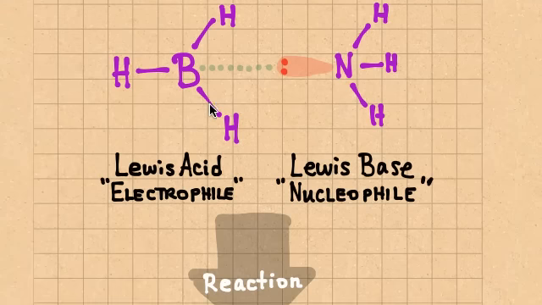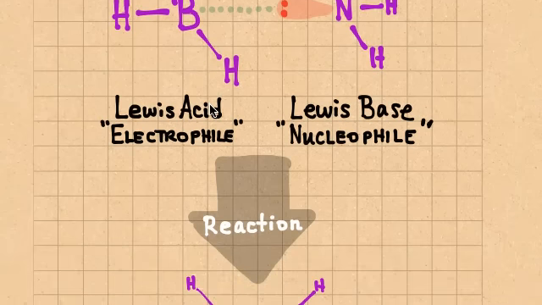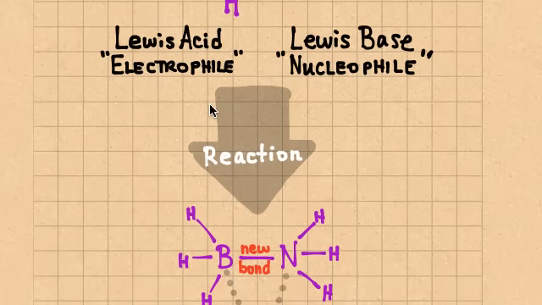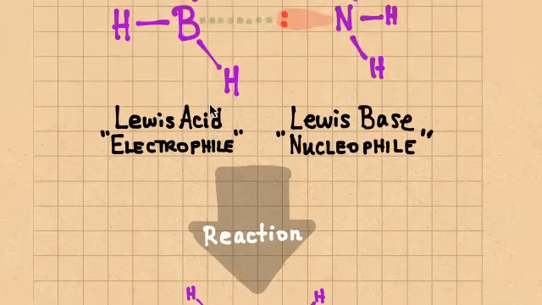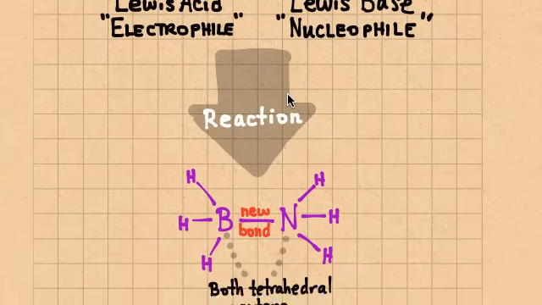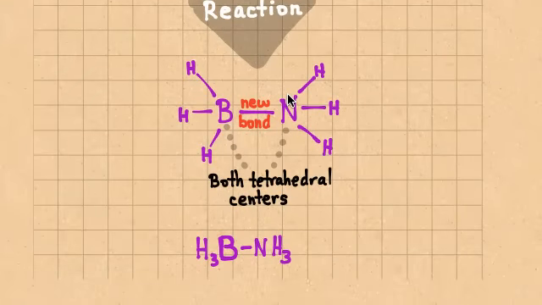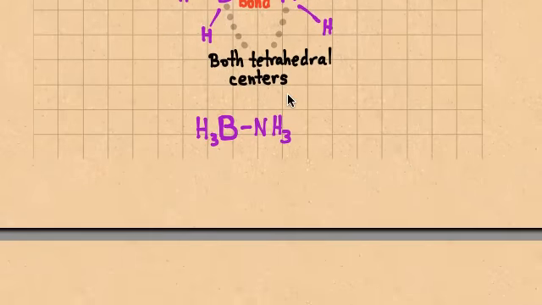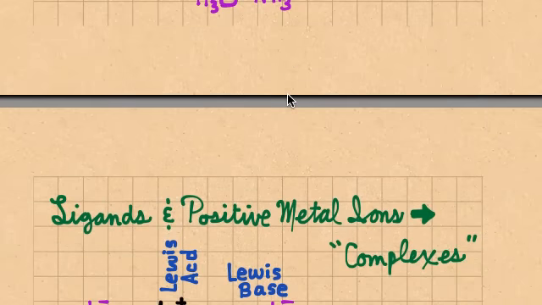The octet is 8. So in that reaction, the electrophile attracts the nucleophile. Or I could say this is attracted to the nucleus of the boron. This is attracted to the electrons of the lone pair on the nitrogen. Forms a new bond. That's a classic, super classic example. You'll see that in every textbook you ever look at.